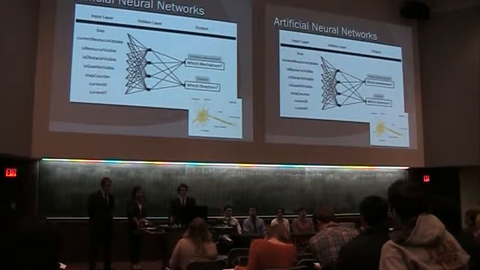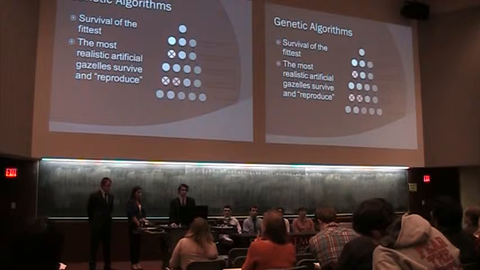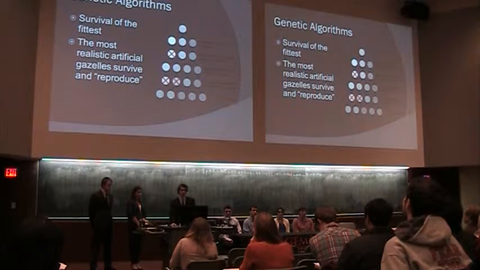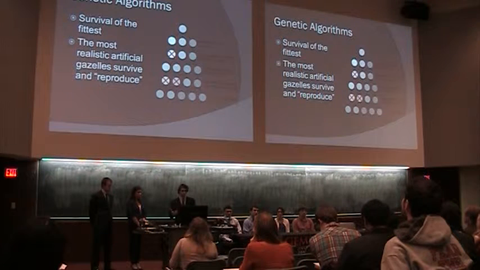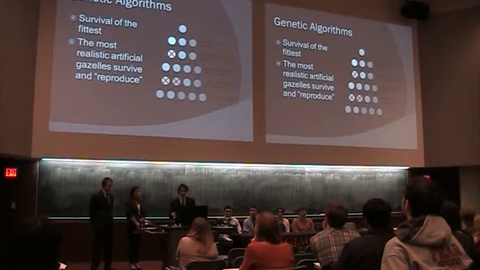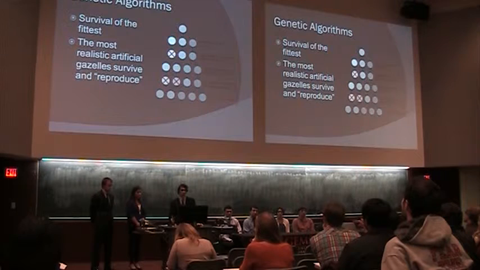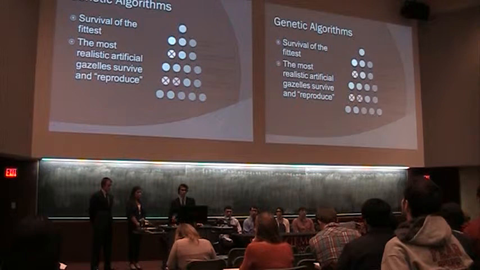And the output layer is the movement decision. So we have genetic algorithms, which operate under the principle of survival of the fittest. Each gazelle has a genetic code, and the genetic code modifies how the neural network fires. We run the model a bunch of times, and each time the genetic code in each gazelle updates based on how well it did, and how well it did is compared to how close it behaved to a real gazelle.